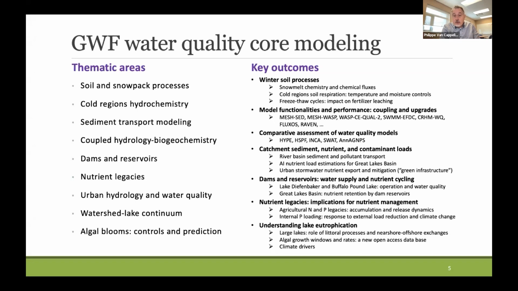For instance, you'll see some work on Buffalo Pound Lake, and then also nutrient retention by dam reservoirs in the Great Lakes basins. Then work on nutrient legacies, because what we see today also depends on what we did in the past. And so lots of work on agricultural nitrogen and phosphorus legacies, but also legacies under the form of phosphorus in lake sediments and leading to what's called internal loading. And then finally, a lot of work on trying to understand lake eutrophication and ultimately also predicting lake eutrophication.